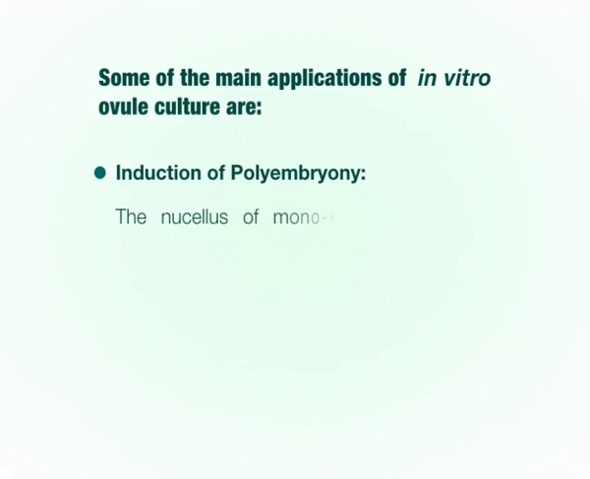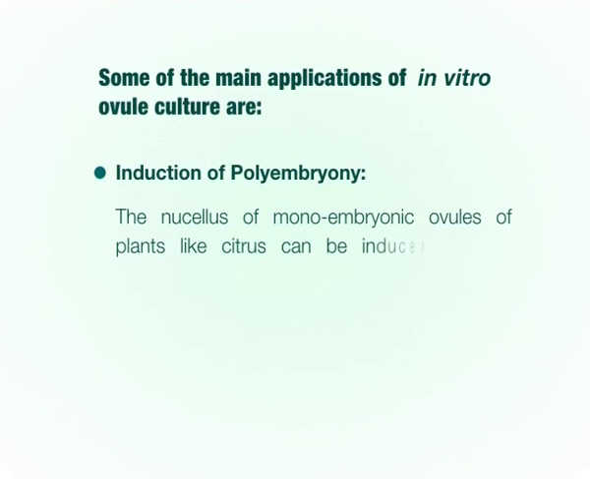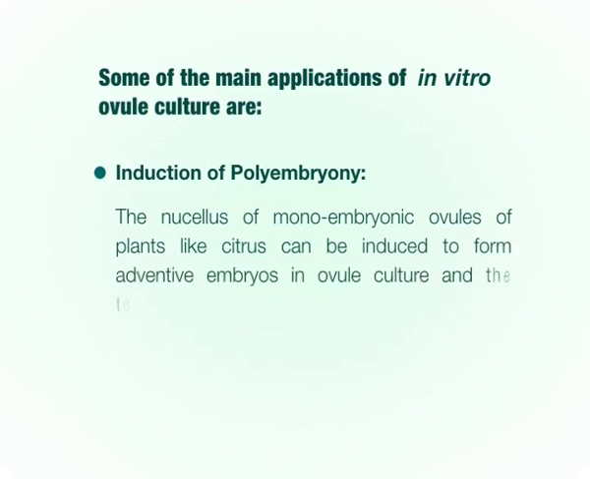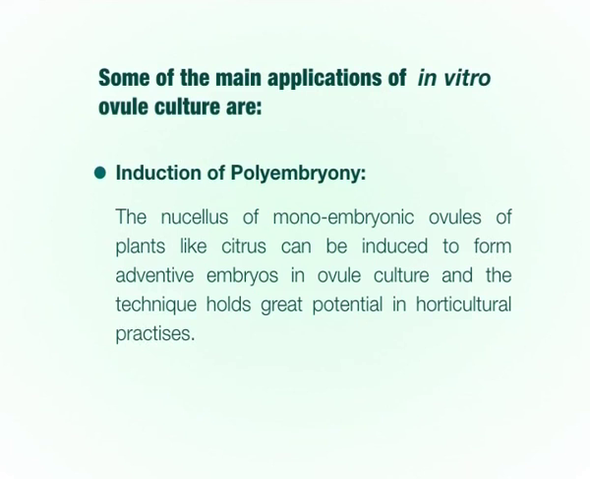The nucellus of monoembryonic ovules of plants like citrus can be induced to form adventive embryos in ovule culture, and the technique holds great potential in horticultural practices.